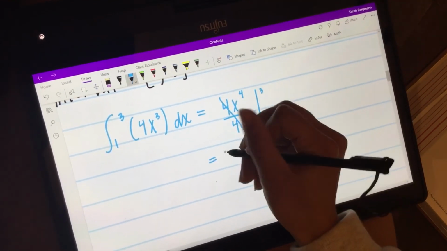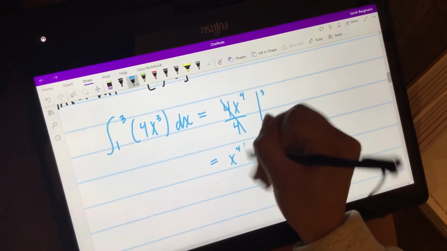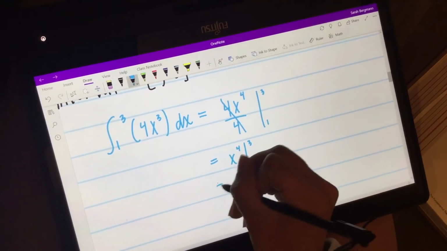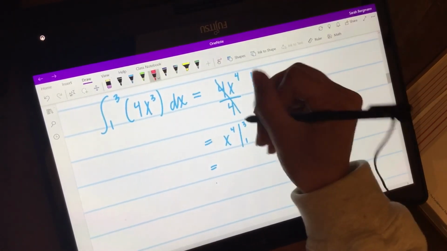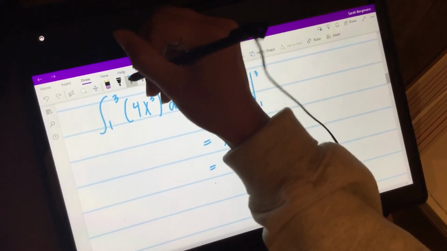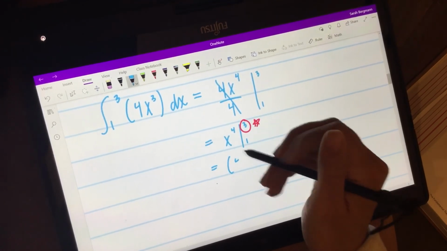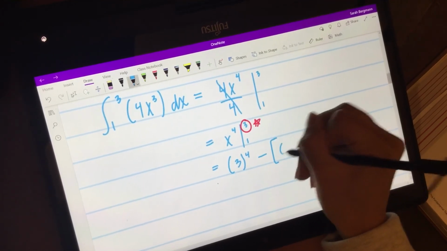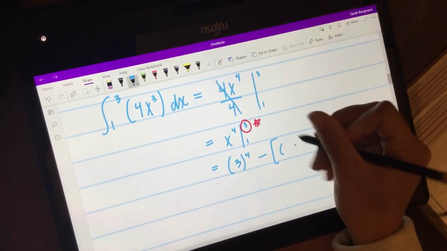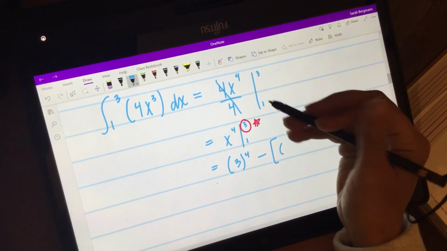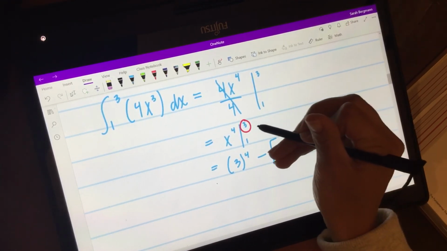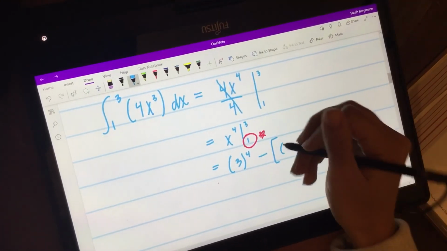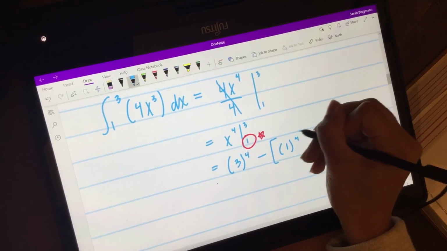Now we need to simplify this antiderivative. 4 over 4 reduces to 1, so this is just equal to x to the 4th, and we still have not plugged in 1 and 3, so we still put that bar there. So remember, we plug in the b value first. That's the value up here at the top. So we'll plug in the b value anywhere we see an x. Next, we subtract the antiderivative, and we evaluate the antiderivative at the a value. So remember, the a value is this value down here at the bottom. So that would be 1 to the 4th power.